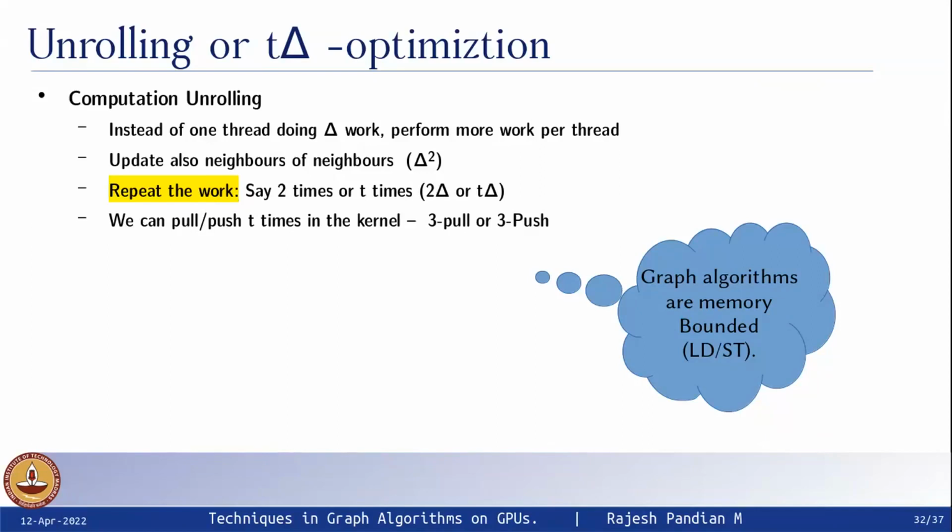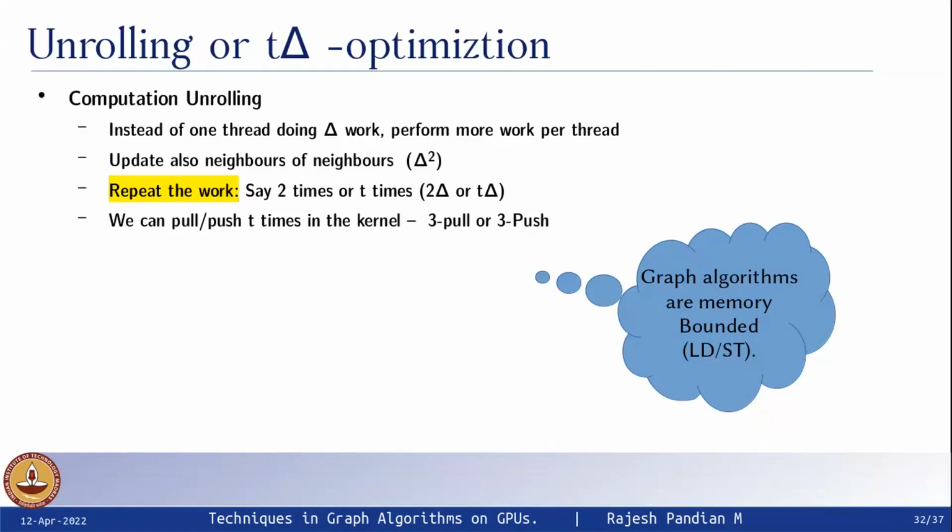So what is the next approach? Repeat the work. We are relaxing the neighbors, right? So that for loop which is inside the kernel, which basically runs over the neighbors and relaxes the neighbors, just repeat that for loop one more time, or say t many times, which we call t delta. When we tried that approach, with both push and pull, it converges much faster than a normal single pull or a single push.